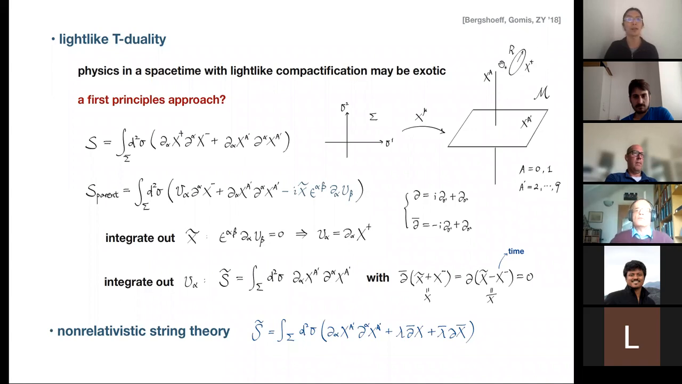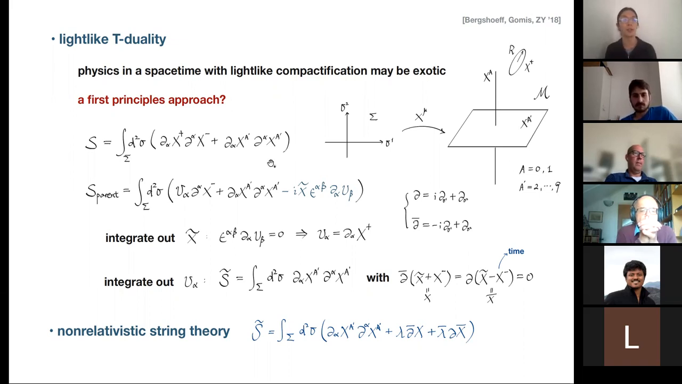We're going to compactify this x plus, which is the light-like direction, over a circle of radius r. So here I'm giving you the sigma model that describes relativistic string in this light-like compactification. And we have X mu, which are the worldsheet fields that map from the worldsheet sigma to spacetime. Because of this light-like compactification, we have a natural foliation structure induced in spacetime. We'll call XA the longitudinal sector and XA prime the transverse sector. Note that the index A goes from 0 to 1 and A prime goes from 2 to 9.